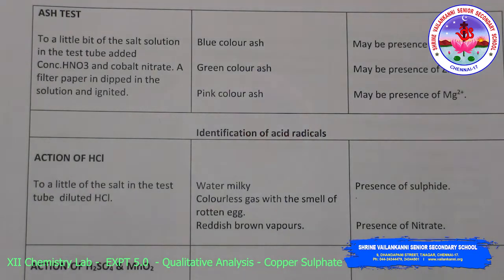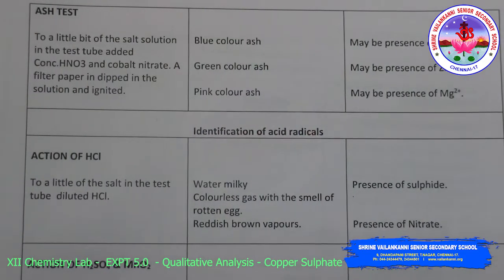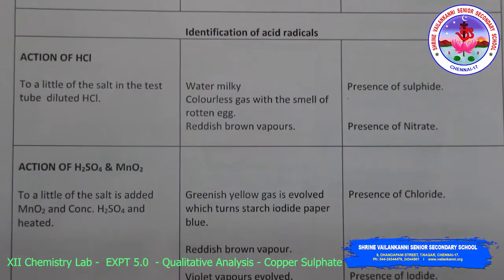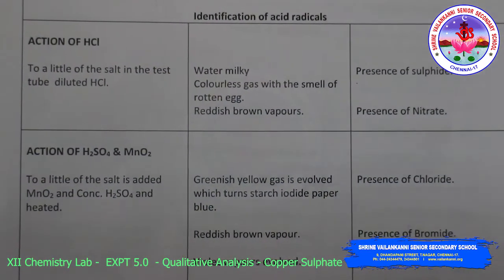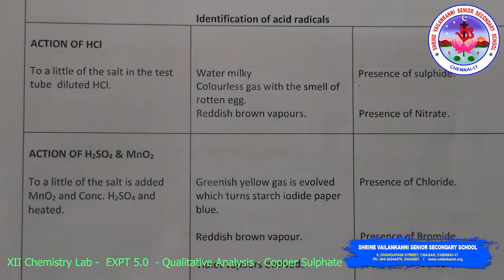Then here we are going to enter the first one, the identification of acid radicals. The first test is action of HCl. A little salt is taken and some dilute HCl is added. The observation: a colorless gas with the smell of rotten egg, which turns lead acetate paper black, means presence of sulphide. Suppose reddish brown vapors appear, it means presence of nitrate.